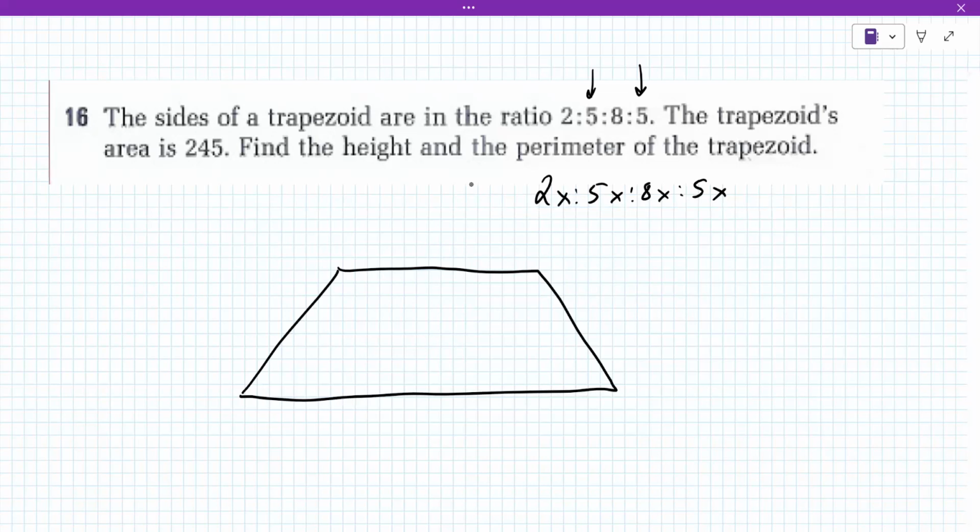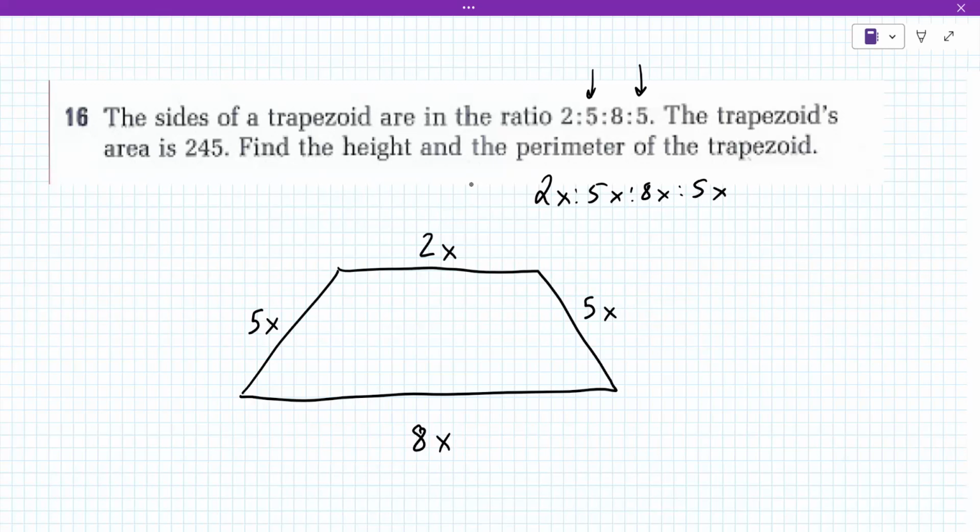So what that means is we've got to figure out where each of them goes. Well, 5x and 5x there, that's somewhat possible. And then the smaller one will be 2x, and the bigger one will be 8x. But we want the height. We've got to find the height, and that's where we've got a bit of a challenge here.